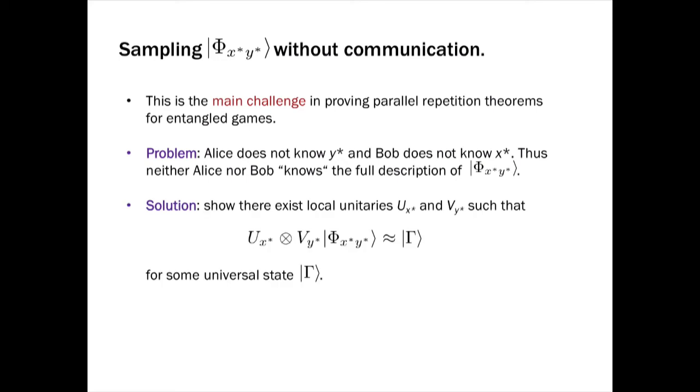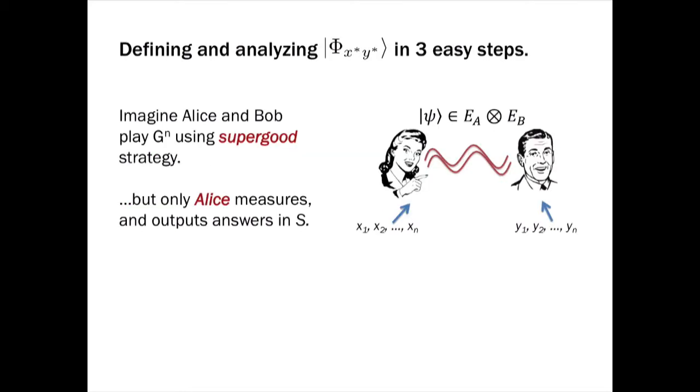So the solution is we're going to show that there actually exist local unitaries. So a local unitary u sub x star on Alice's side that only depends on her input, and a local unitary v sub y star that Bob uses that only depends on his input, that transform this advice state to some universal state gamma. Okay, right? So if we can do that, then they can sample it. So here's how we define this advice state. And we're going to do it in 3 easy-ish steps.